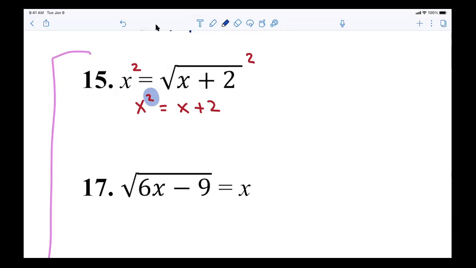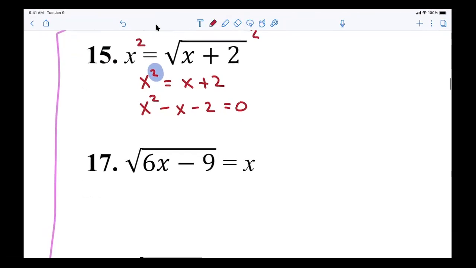All right. So come on now. Let's practice. Move everything to the left. So you should be able to tell me quickly that x squared minus x minus 2 equals 0. Now we got to factor this. Someone remind me.